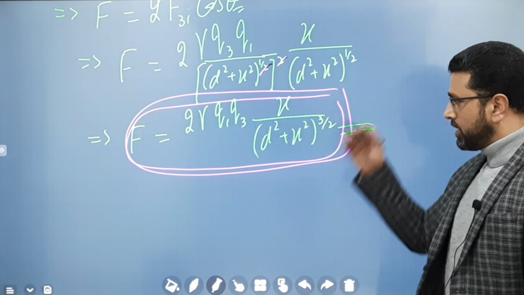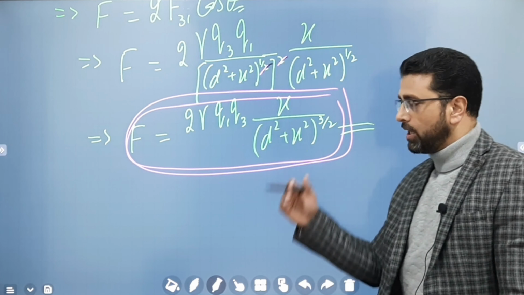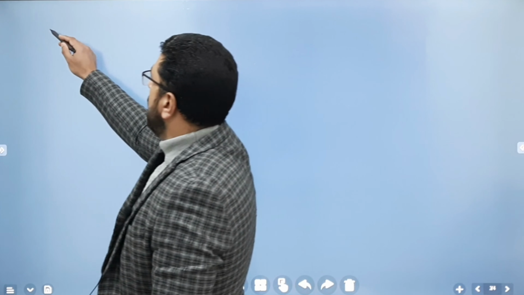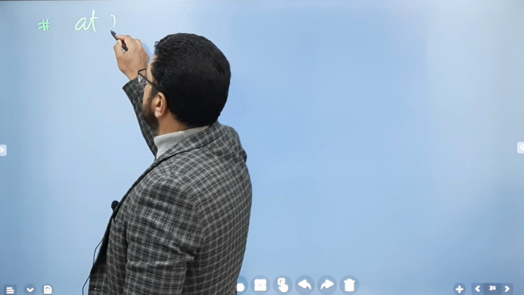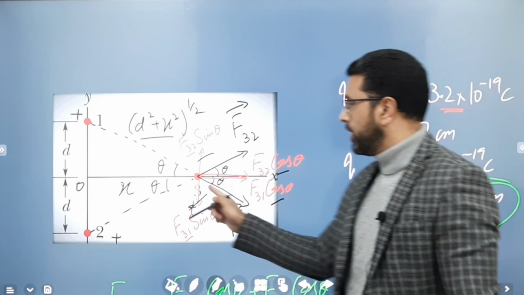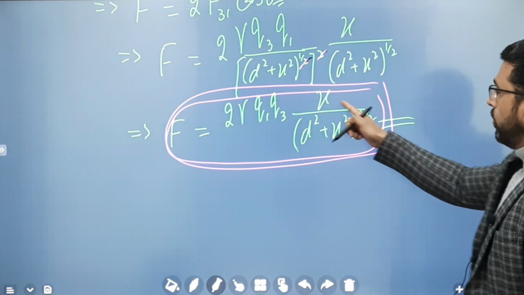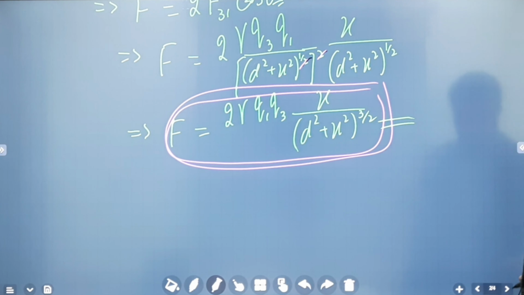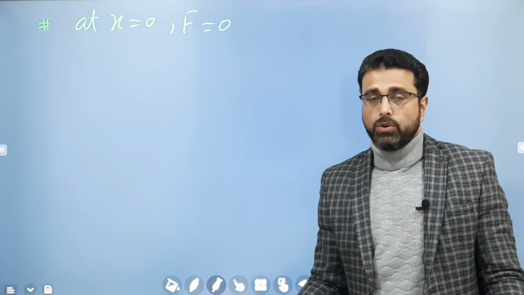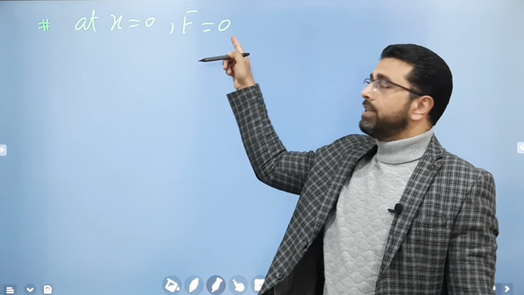Now, this one is a special equation, which comes many a time in physics problems. So let's try to get something out of it. I'll consider special cases. Number 1, at x equal to 0. What will be the force on particle 3 if particle 3 is placed at the origin? If x is 0, then everything becomes 0, so force is 0. F is equal to 0. Obviously, 0 is the minimum magnitude a force can have. So the minimum force is at x equal to 0, and that minimum force is equal to 0.